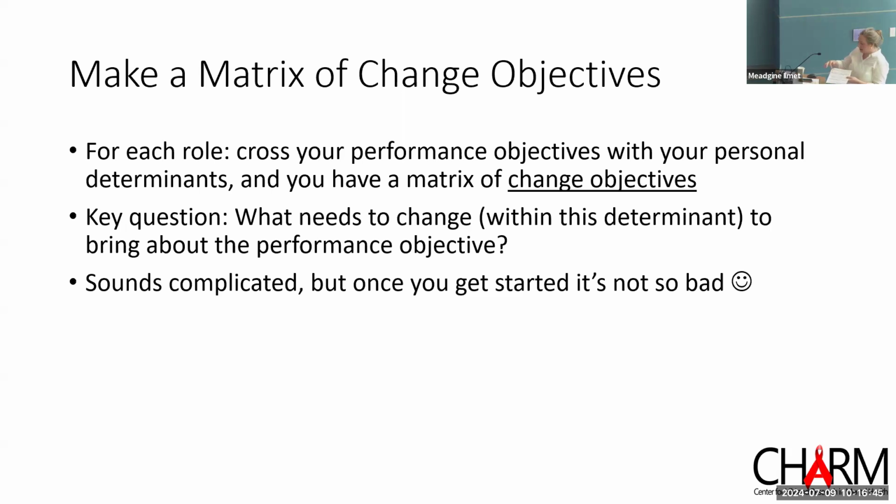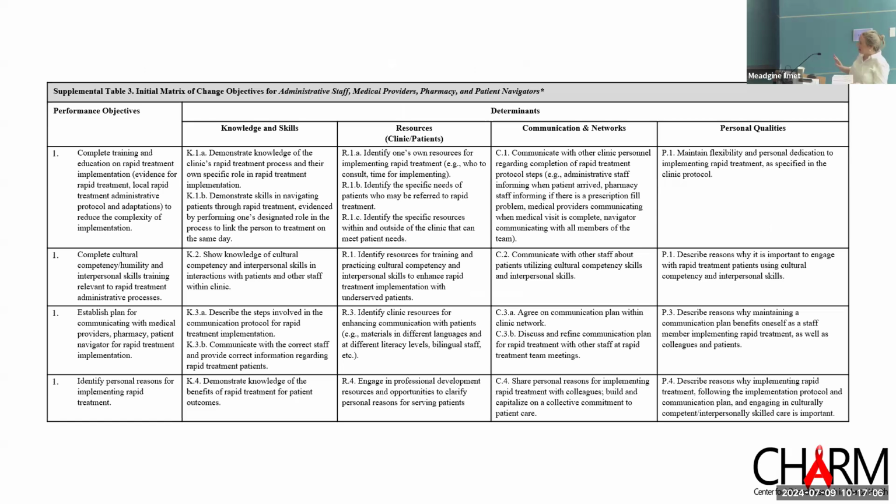Basically you're going to have what you're trying to achieve and things that may help or get in the way of achieving those things. And then you have some empty boxes in the middle. Those are your change objectives. So you're going to think about what would need to change related to this determinant for the person to achieve their performance objectives. So I'm going to show you what that looks like. It sounds like a lot, but it's okay.